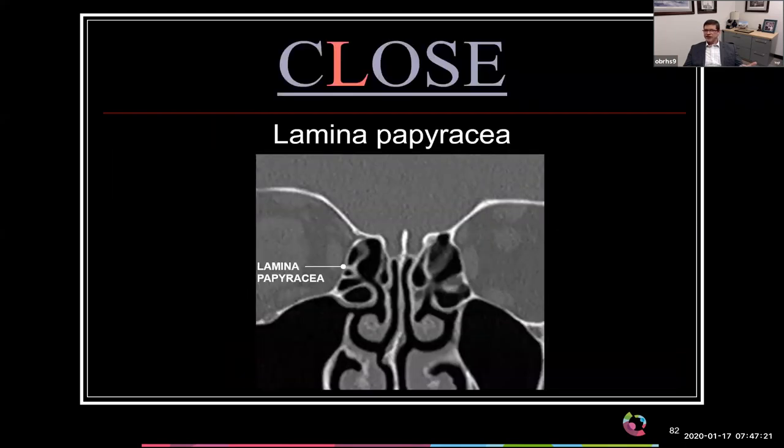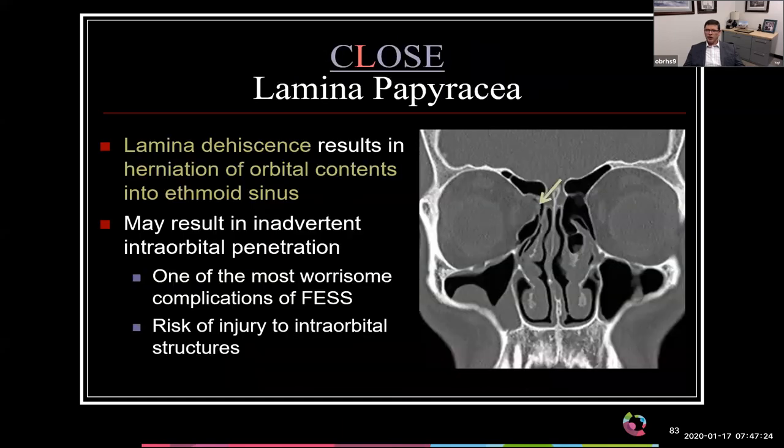The L is easy. That's the lamina papyracea or the medial orbital wall. So really what you're looking for is a remote orbital wall fracture with herniation of orbital contents and displacement of the lamina papyracea into the ethmoid sinus. And the reason this is important is if the surgeon is in there doing an ethmoidectomy and they mistake this displaced lamina papyracea for an ethmoid sinus septation, if they transect that, you now have direct communication between a presumed infected sinus and the orbit. And more importantly, if the medial rectus muscle extends into that defect, they can injure the medial rectus muscle, which is essentially irreparable damage to the medial rectus.